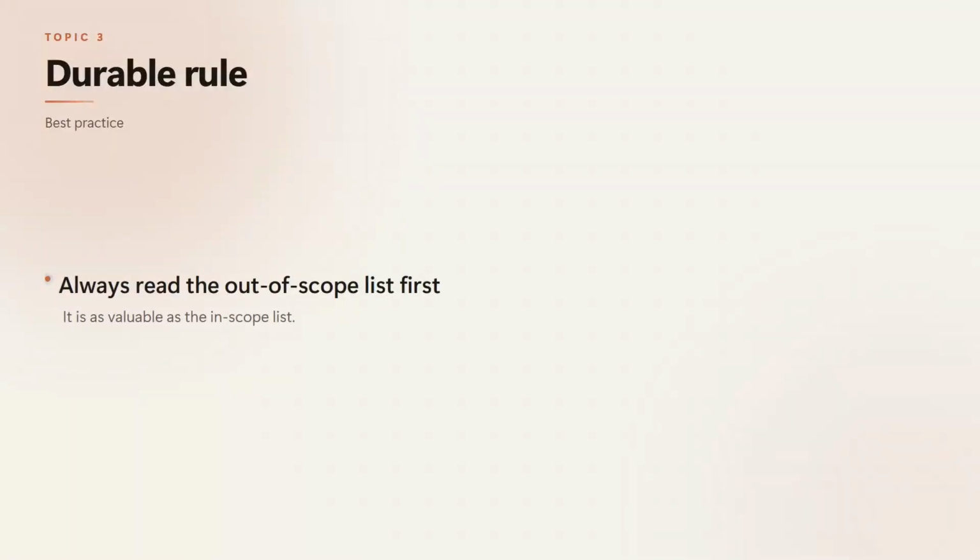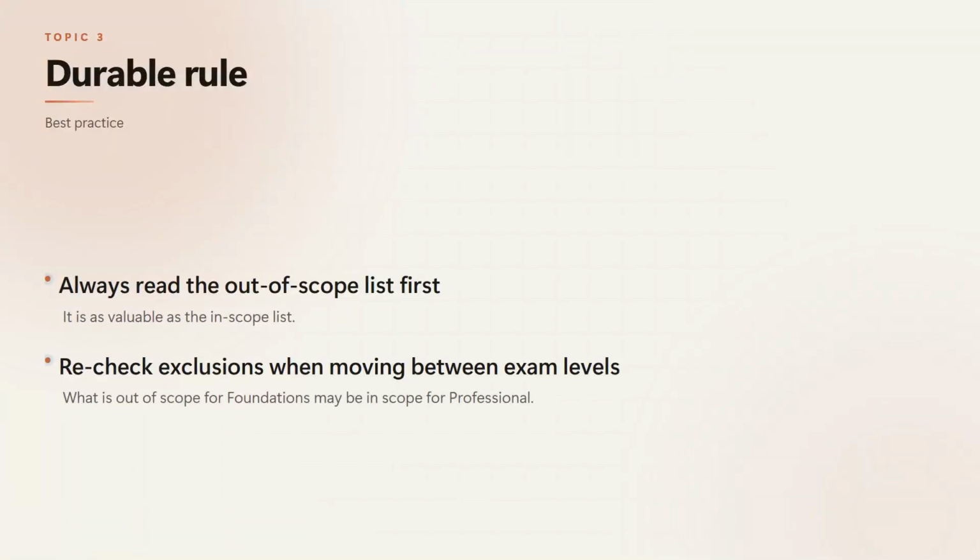The durable rule: always read the out-of-scope list with the same attention as the in-scope list. It is not an appendix, it is the list of things a well-read engineer will otherwise revise for nothing. When you move between exam levels, recheck exclusions. Prompt caching is out for foundations but in for professional. The reason to reject studying out-of-scope material is not that it's unimportant, but that it costs you time you need for scored domains.